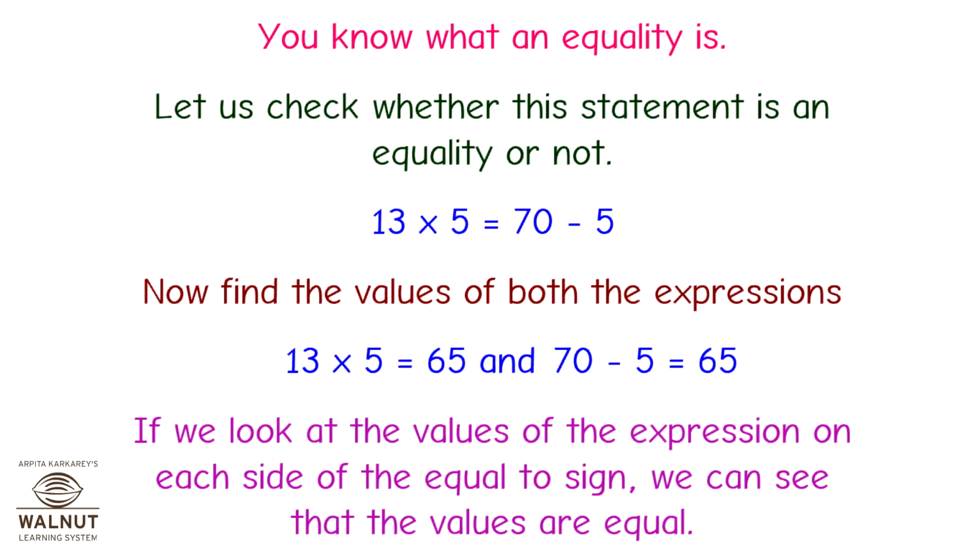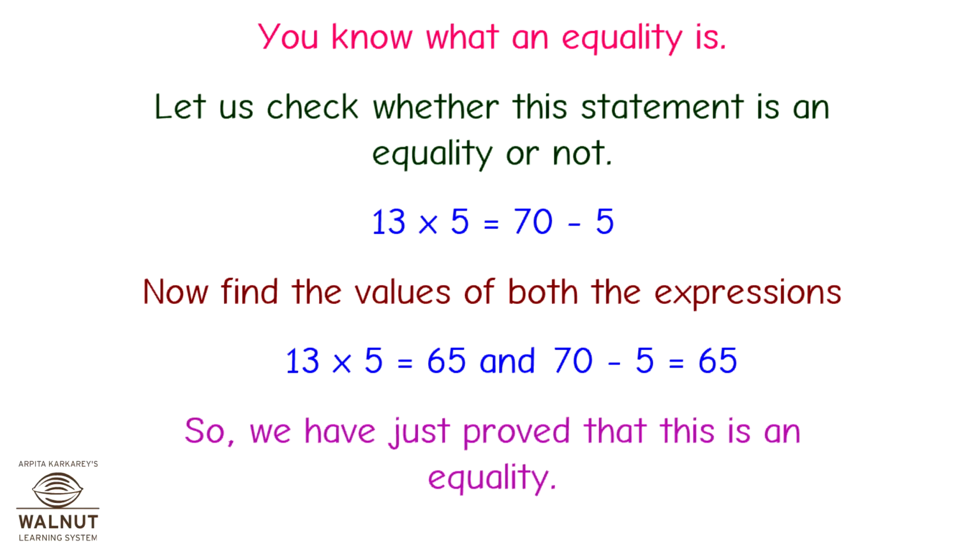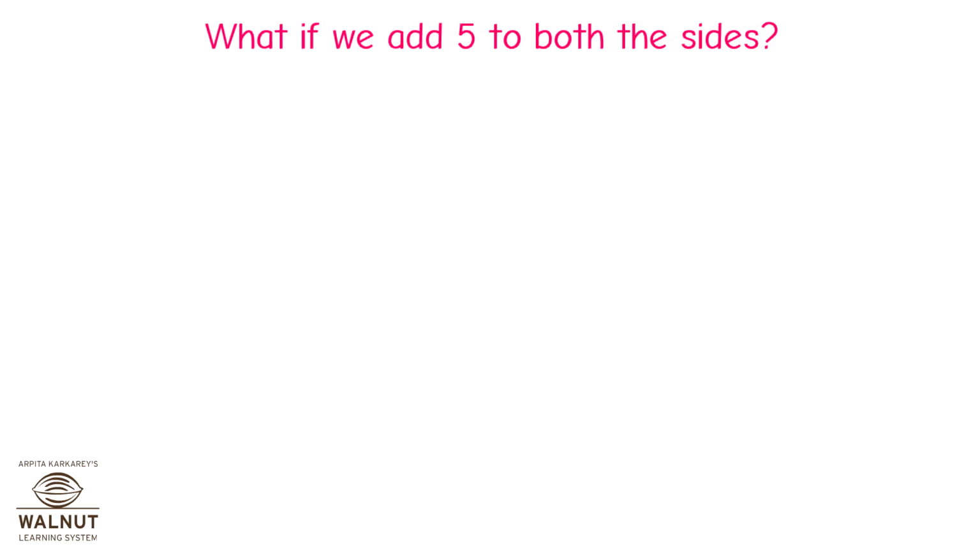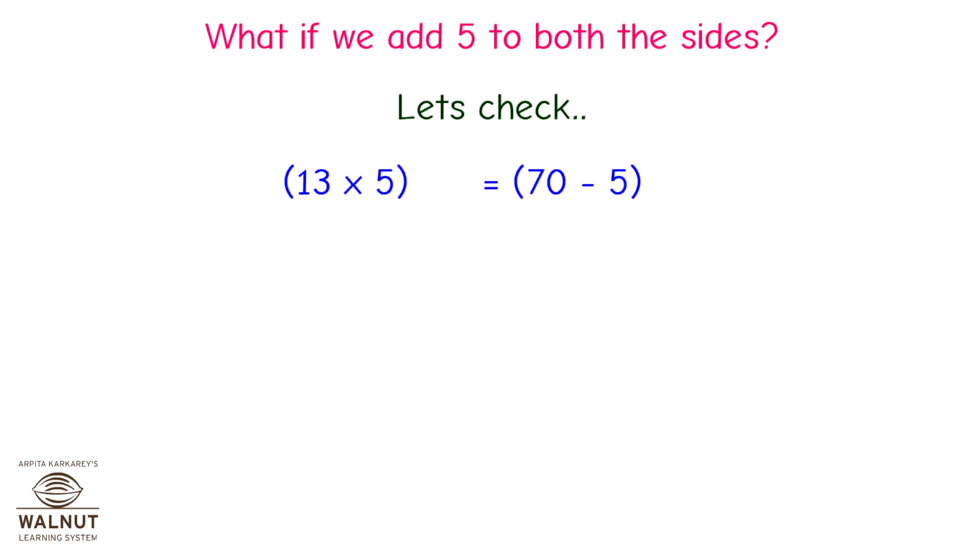If we look at the values of the expression on each side of the equal to sign, we can see that the values are equal. So, we have just proved that this is an equality. What if we add 5 to both the sides? Let's check. 13 multiplied by 5 plus 5 is equal to 70 minus 5 plus 5.